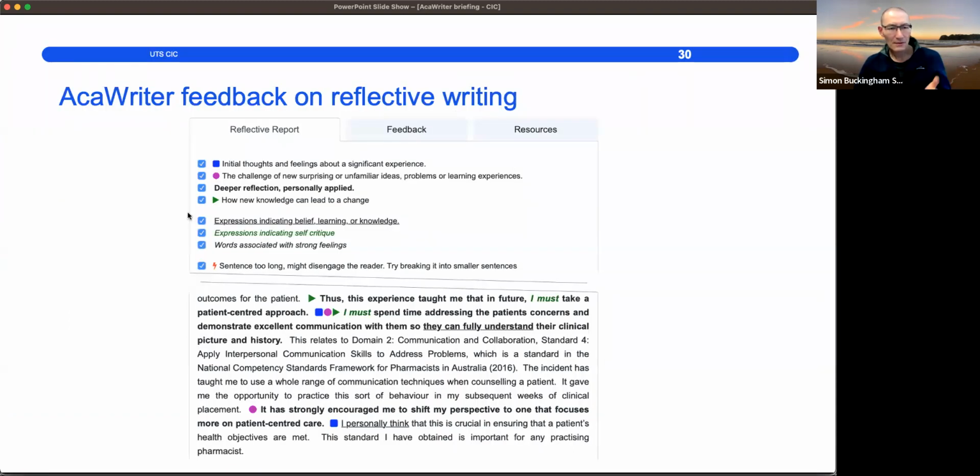So this is what it looks like when you actually paste your text in and ask for feedback. There's the key at the top, just to remind you what these mean. And you can see we've got green triangles appearing where it seems that they're talking about how they're changing and what they might do better next time. We've got pink circles here for something that was challenging or surprising in some way. We've got underlined text here where they're talking about their understanding, and so forth.